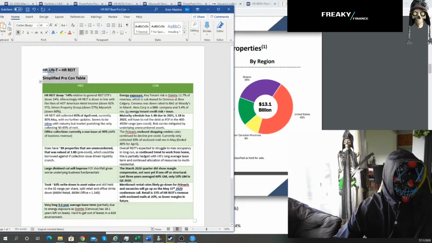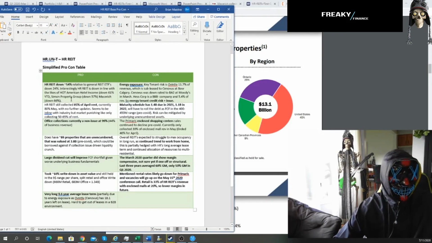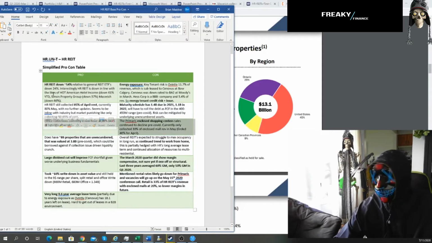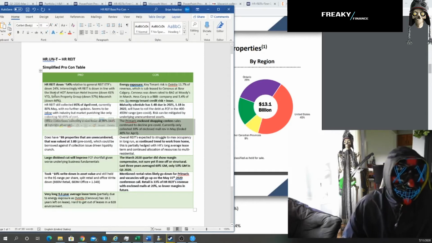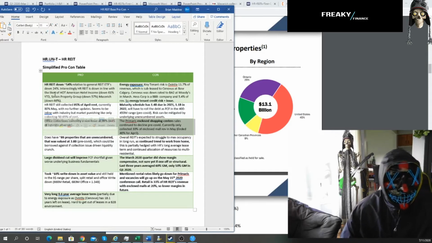So now I'm just going to show a simplified pro-con table. I'm going to go through the good side and the bad side first and then with my conclusion. H&R REIT is down 54% relative to the general REIT ETFs that are down, say, about 24% as of Friday's close. Interestingly, H&R REIT is down in line with the likes of HOT, the American Hotel Income REIT, down 61%. Simon, I already said, is down 57%. And Macerich is down 66%.